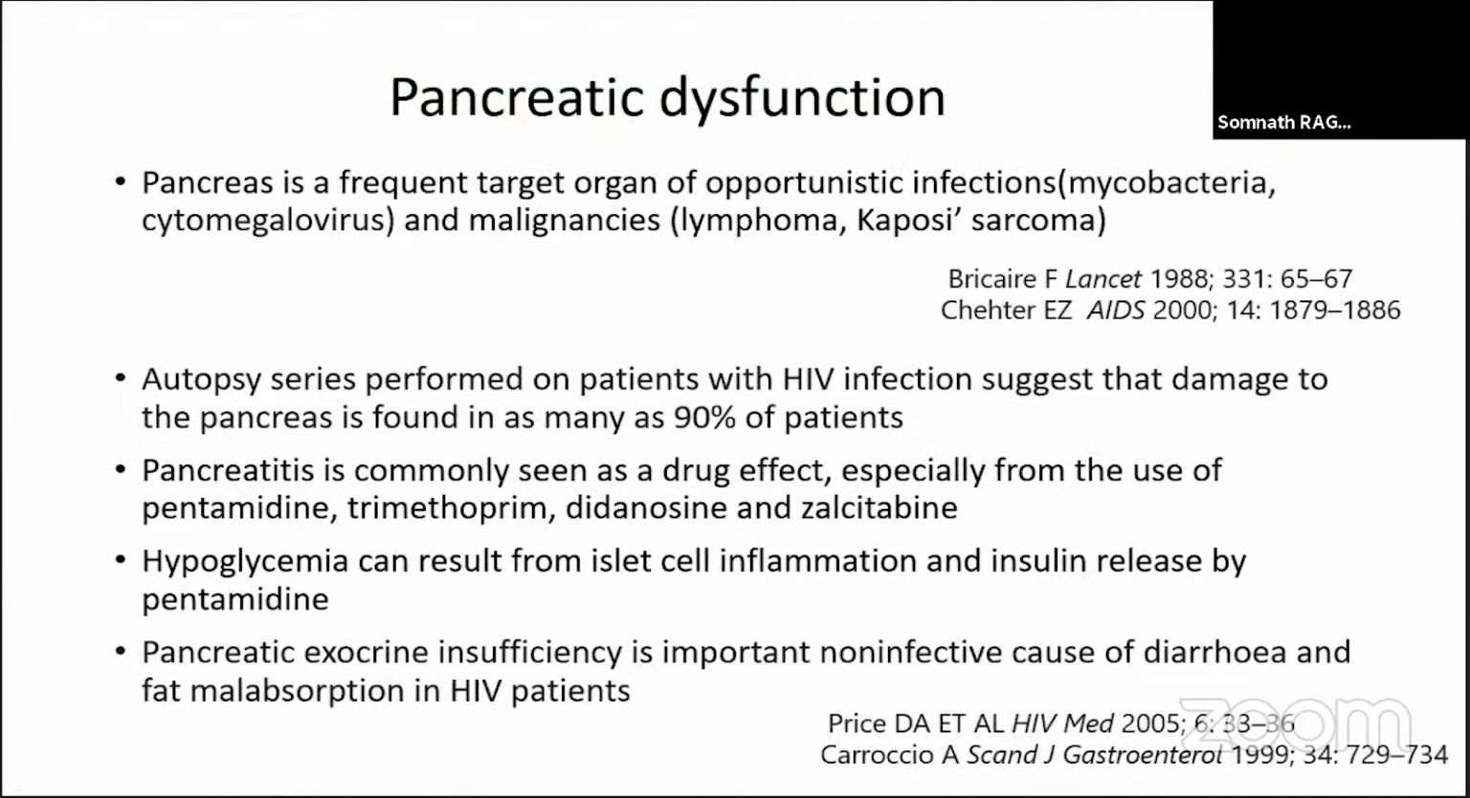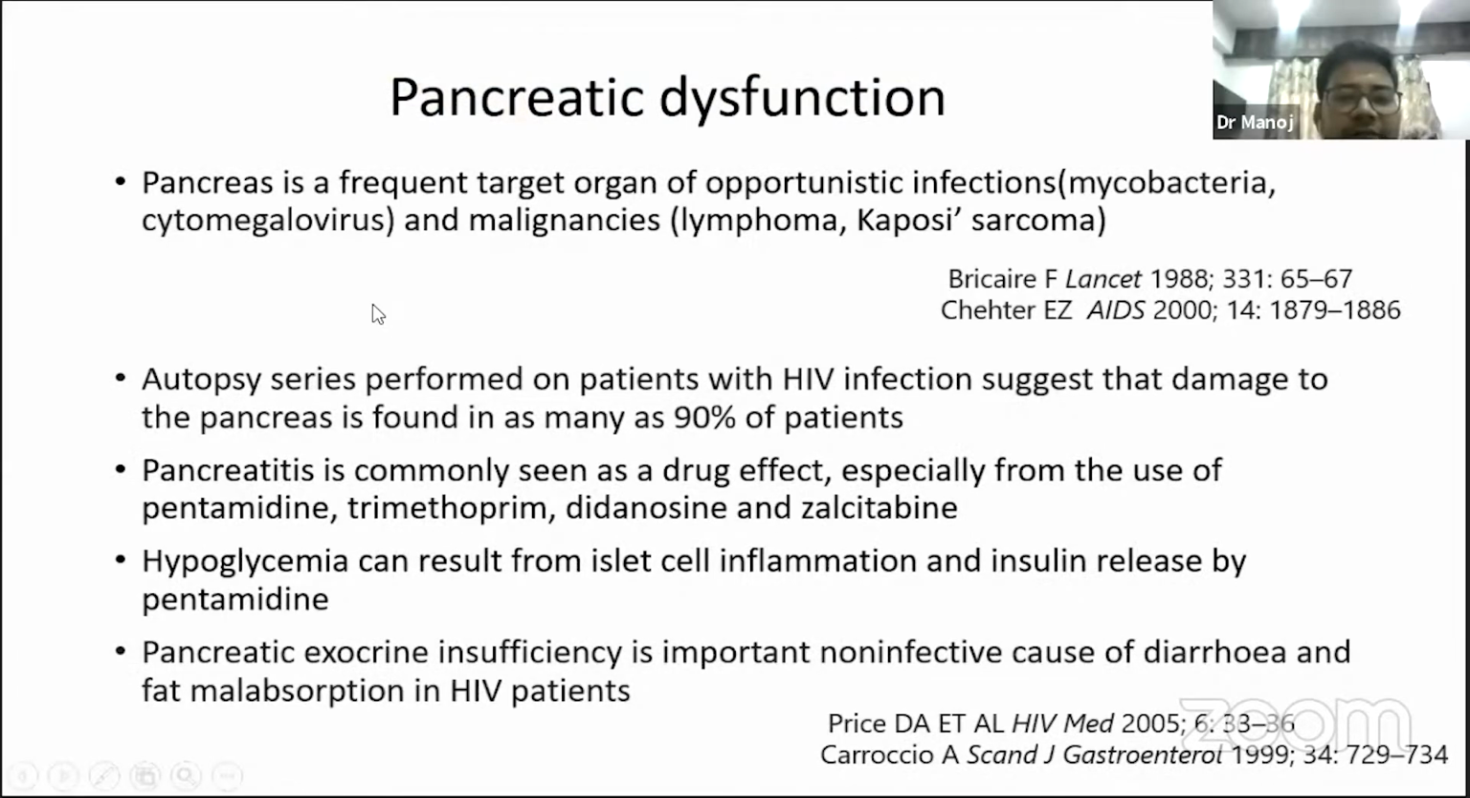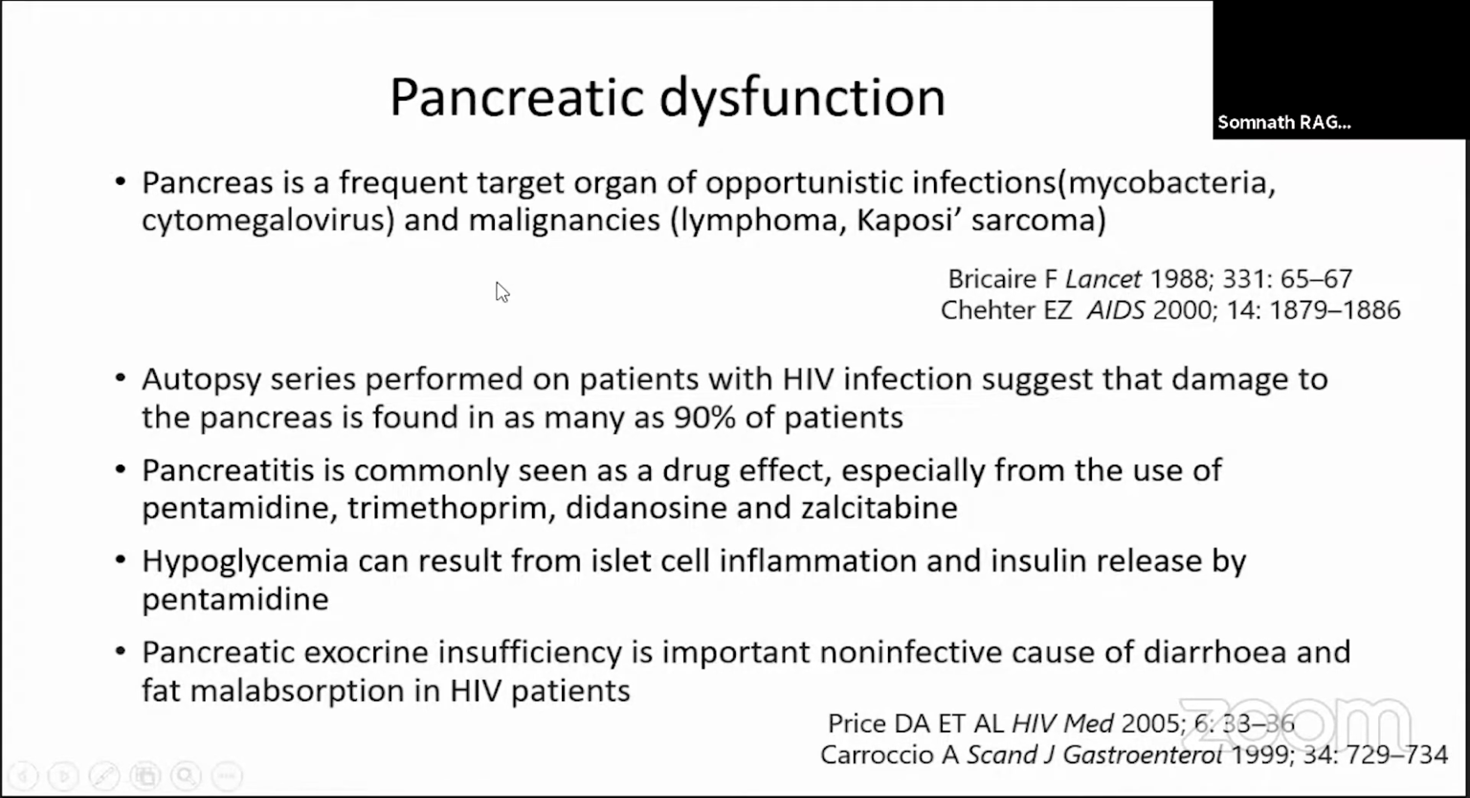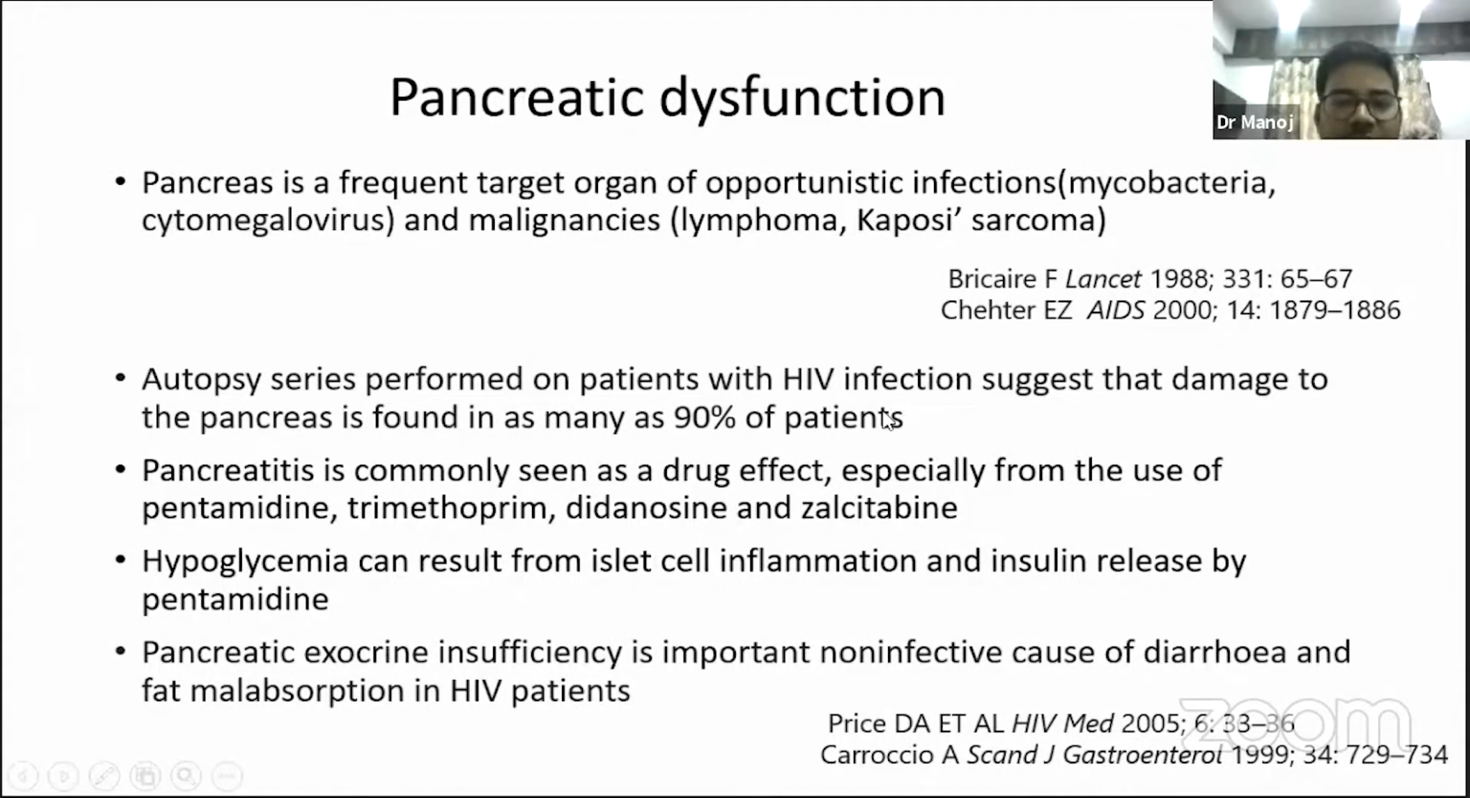Now, coming to pancreatic dysfunction, the pancreas is frequently a target organ of opportunistic infections like mycobacteria and cytomegalovirus, and various malignancies. And autopsy studies have found that in HIV-infected patients, as many as 90% have pancreatic involvement.